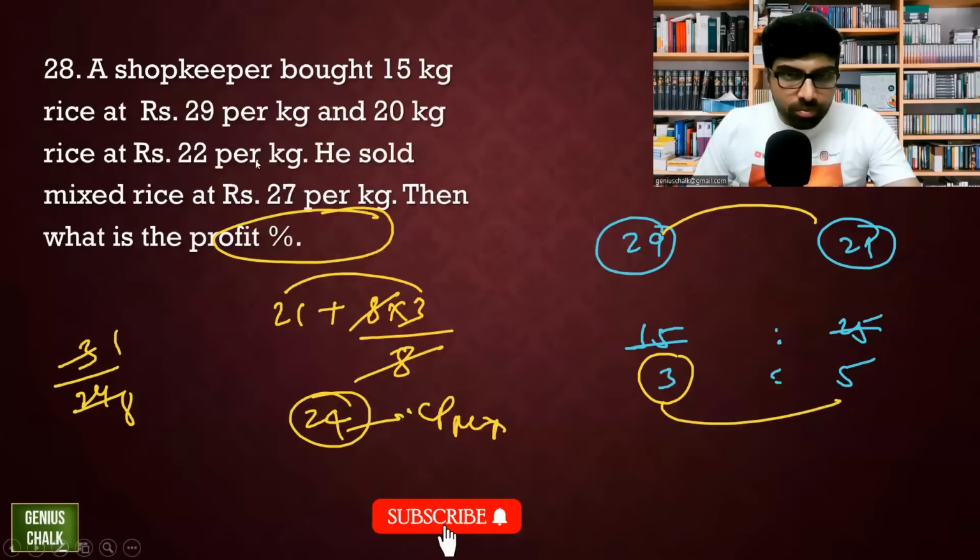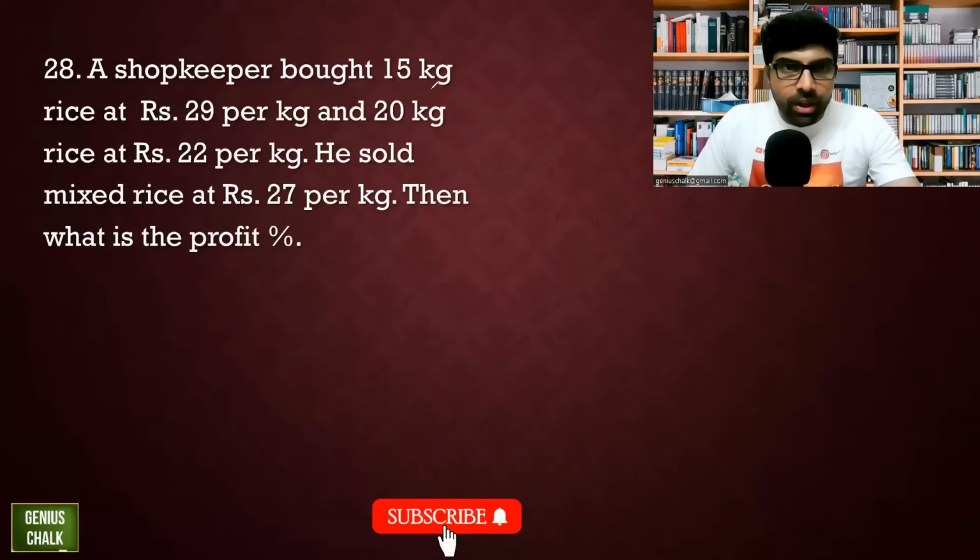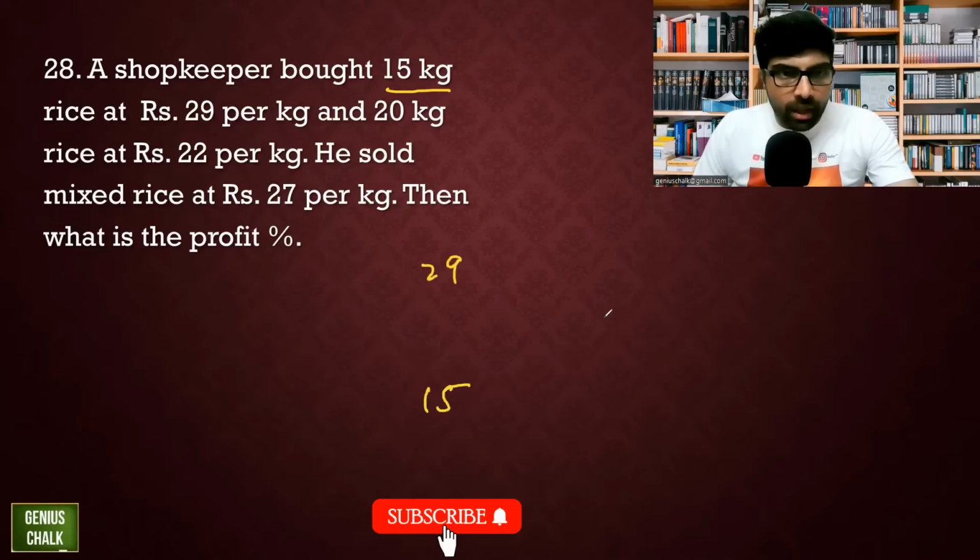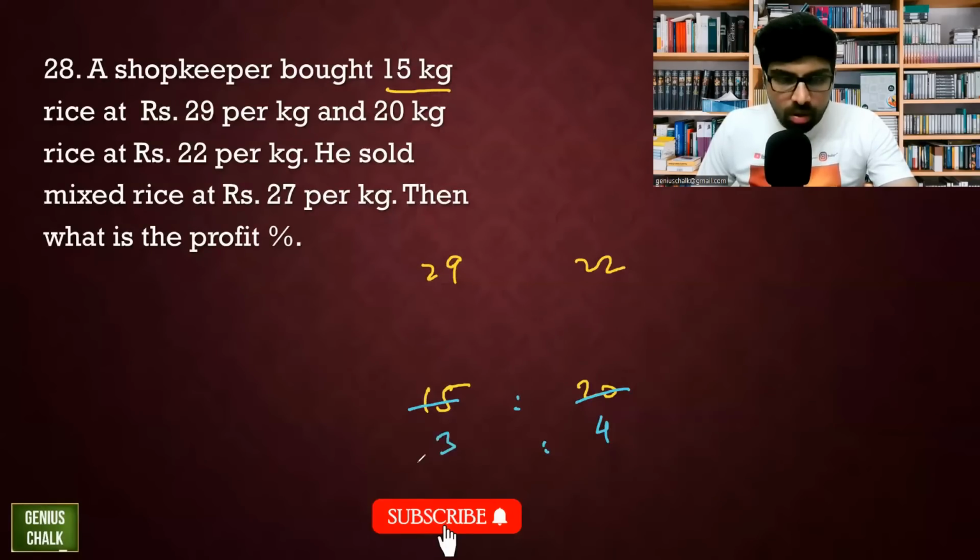Okay, next one. Shopkeeper bought 15 kg at 29 per kg, 20 kg at 22 per kg. So 15 kg at 29, 20 kg at 22 per kg. 3s and 4s. So this is 3:4. So this is the ratio.